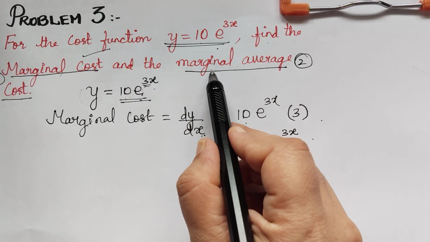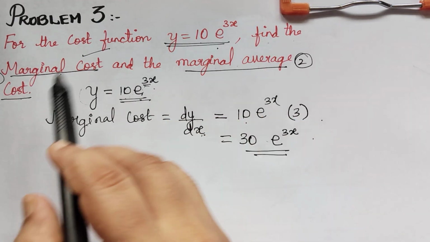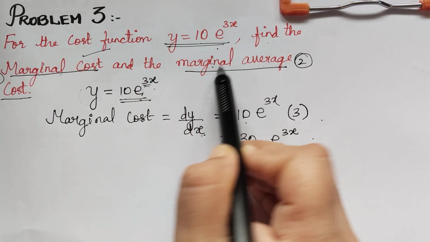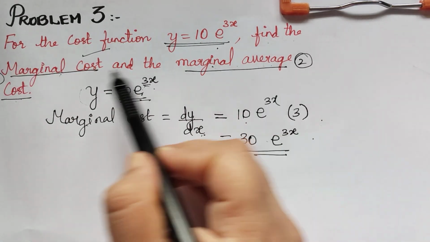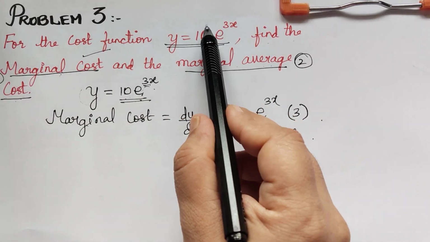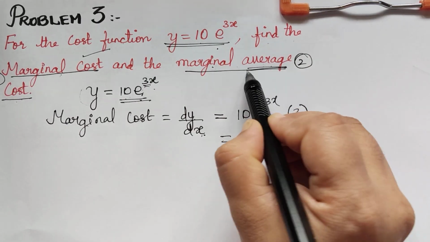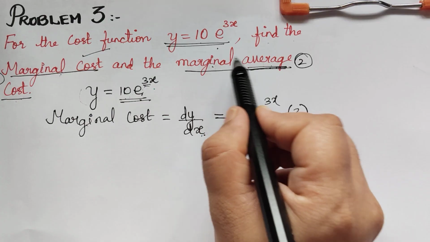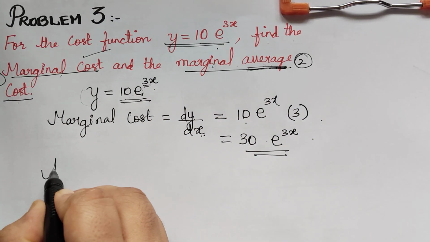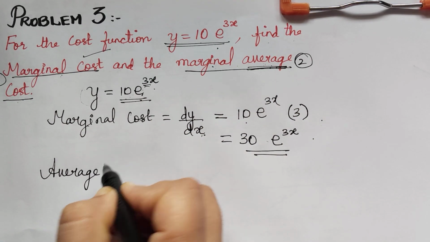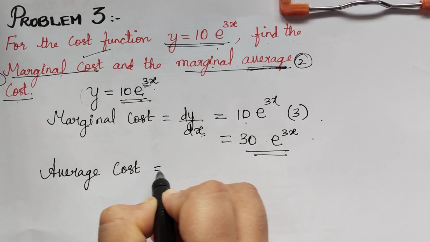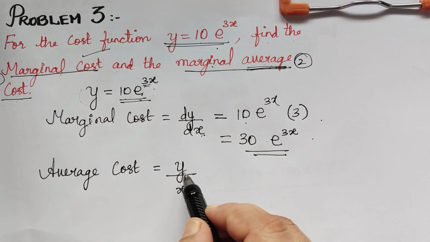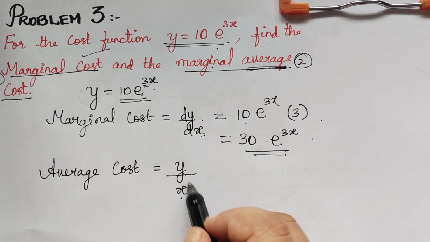The next is we have to find the marginal average cost. What is marginal average cost? It is the first derivative of the average cost. For that we have total cost only here. So first we have to find the average cost and then differentiate it once with respect to x and find the marginal average cost. So what is average cost? Average cost is given by y by x. That is, we have to divide the total cost function by x. So that will give us the average cost.